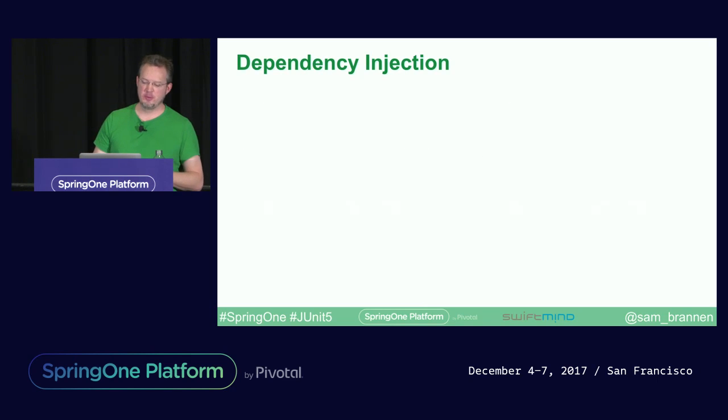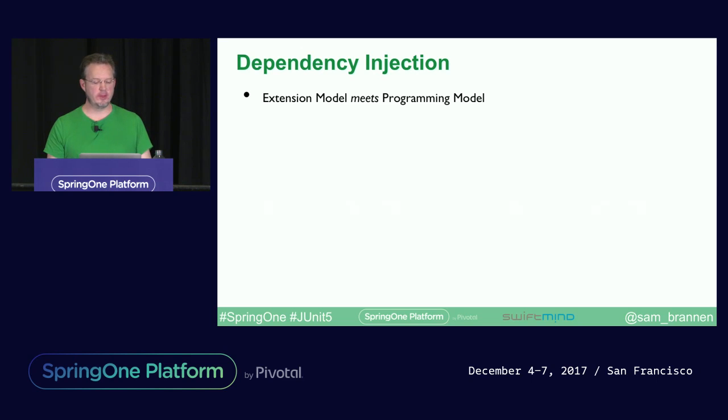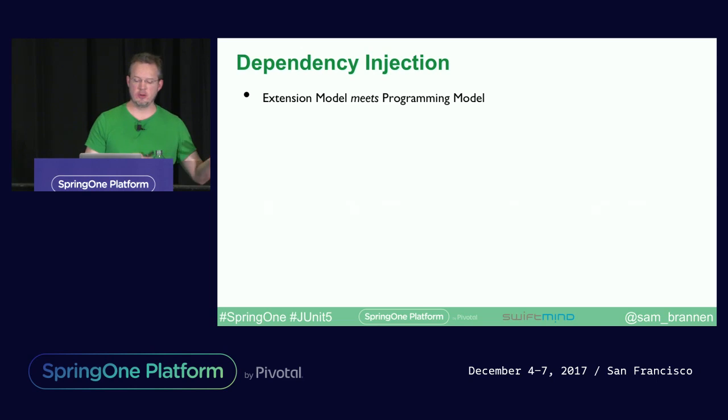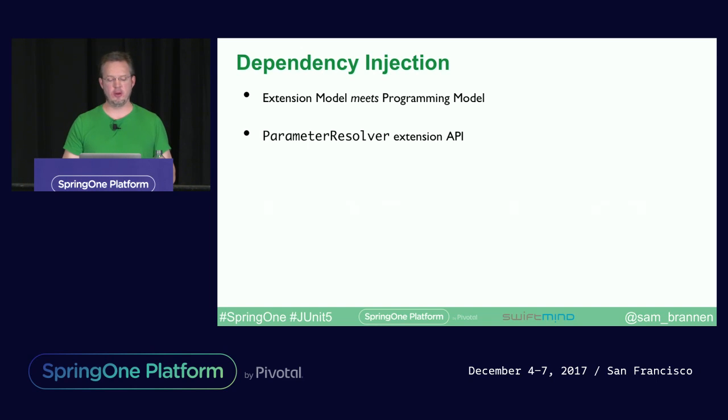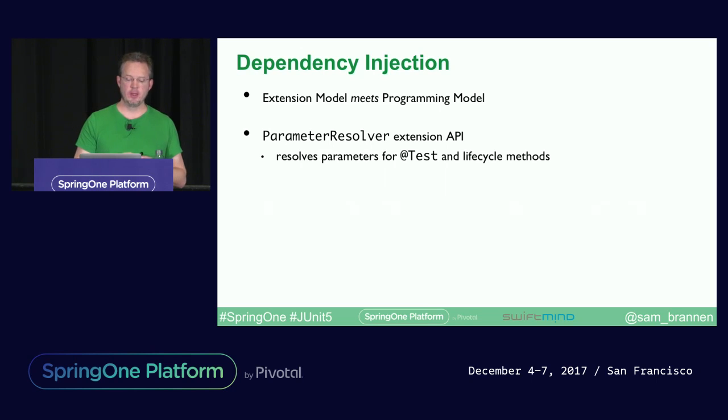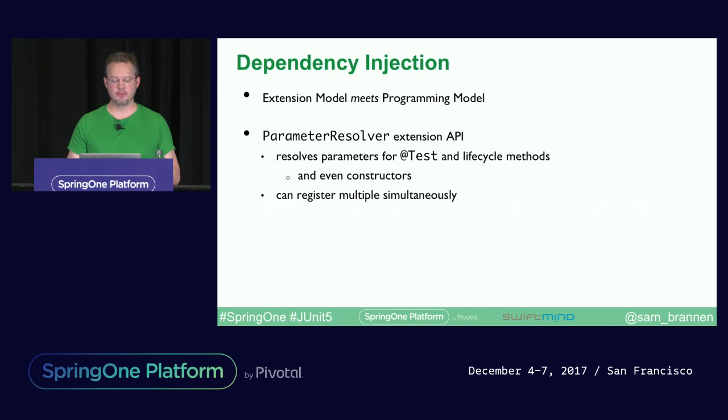All right. Dependency injection, we have support for that. And that's where I like to say that the extension model meets the programming model. So the extension model empowers you in your programming model. And for that, we have this parameter resolver extension API. Some are implemented by the framework itself. You can also implement it yourself if you want to. And what it does is it resolves a parameter for test and lifecycle methods, and also for constructors. So you can register multiple of them at the same time, but only one of them can win. If there are multiple that say they support the same thing, then you get an exception, because otherwise JUnit wouldn't know what to do with it.